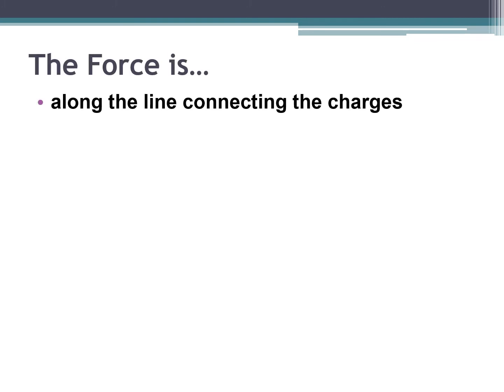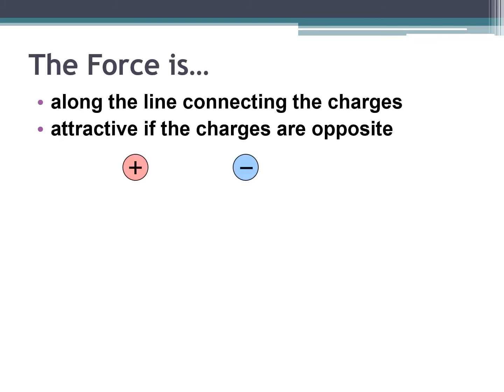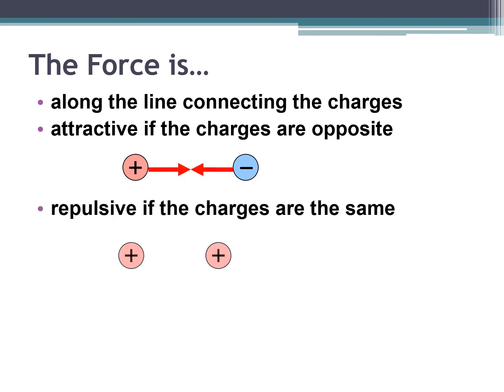The force is going to be along the line of the two charges. So we've got two charges that are either going to be attracting toward each other or repelling away from each other. So we don't have any forces here that are going to be perpendicular. There's no force coming up here or down, which may seem kind of ridiculous, but there are some forces.